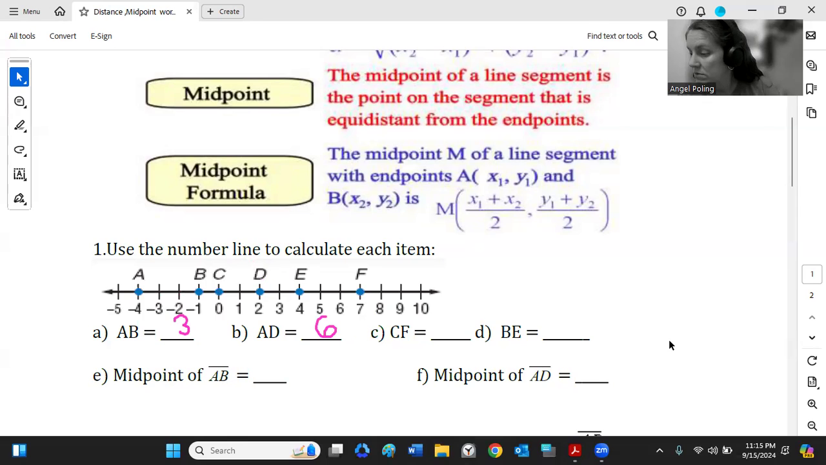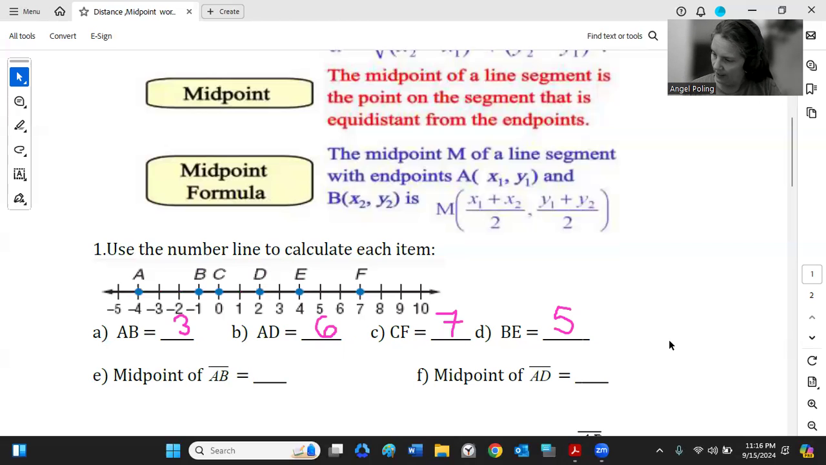C to F is 1, 2, 3, 4, 5, 6, 7 spaces away. The distance from B to E is 1, 2, 3, 4, 5 spaces away. So you just count how many spaces it takes to get to the next dot when you're using a number line. And now we'll find the midpoint.